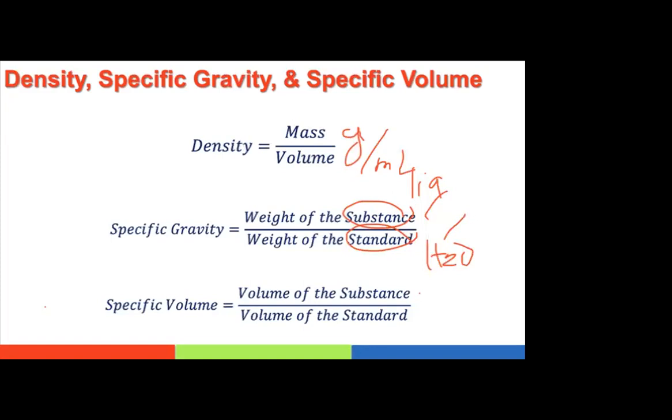If it's specific volume, it is just expressed in volume: the volume of the substance divided by the volume of the standard. Now, if this is not given, just get the reciprocal of specific gravity. So specific volume is actually equal to 1 over specific gravity. Just a reciprocal. It is not commonly asked or computed. As long as you know the value or the formula for specific gravity, you also know the specific volume. Now, what are the common glassware we use to measure specific gravity?